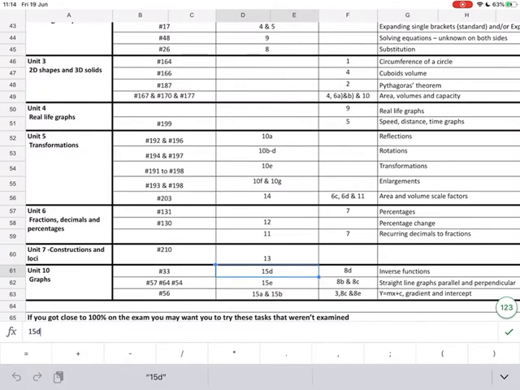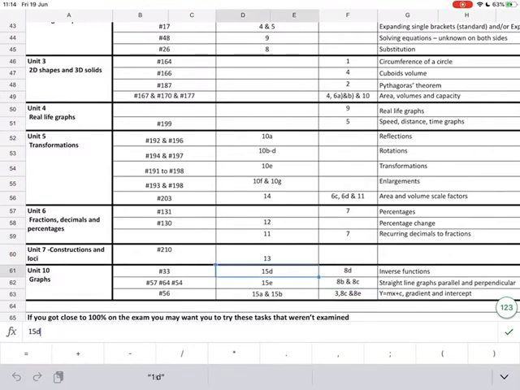Paper 1, Unit 10 was question 15. 15a and b were on the topic y equals mx plus c, the gradient and the intercept. 15d was on inverse functions, and 15e was on straight line graphs, parallel and perpendicular. And from paper 2, it was mainly question 8 and also question 3 that were on the unit 10 topic.